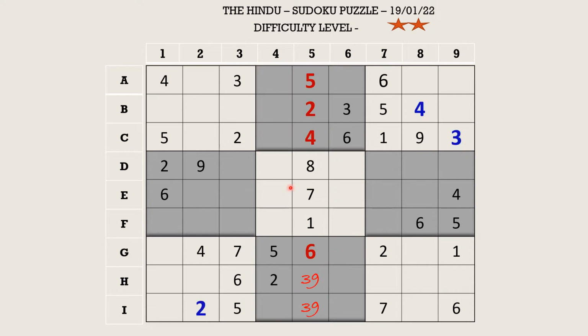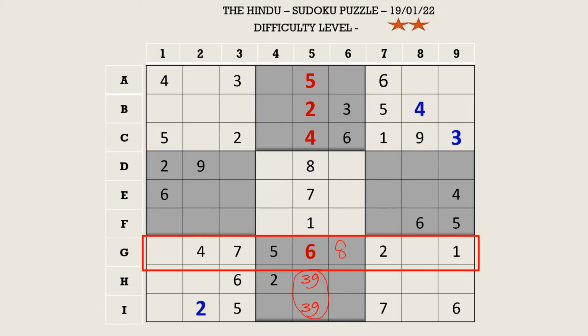Let's try to fill row G. There are 3 empty cells and the missing numbers are 8, 3 and 9. There is a 3, 9 here in the 8th block. So that blocks this cell G6 and G6 takes 8.